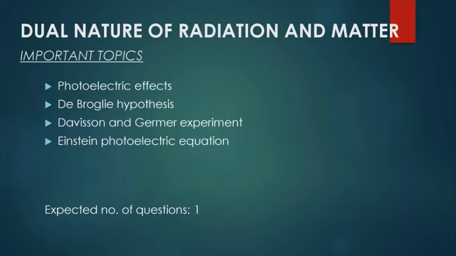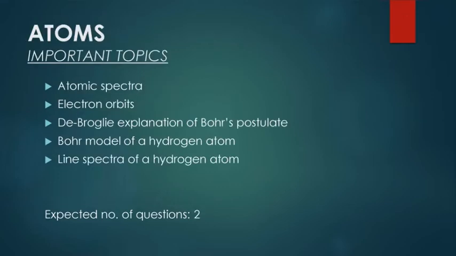This chapter usually numericals as well as theory questions can be asked. Please be thorough with the definitions from this chapter and also the formulas. Definitions can help you in board examinations for CBSE students. Next chapter is atoms. Important topics are atomic spectra, electron orbitals, de Broglie explanation of Bohr's postulate, Bohr model of a hydrogen atom, line spectra of a hydrogen atom.